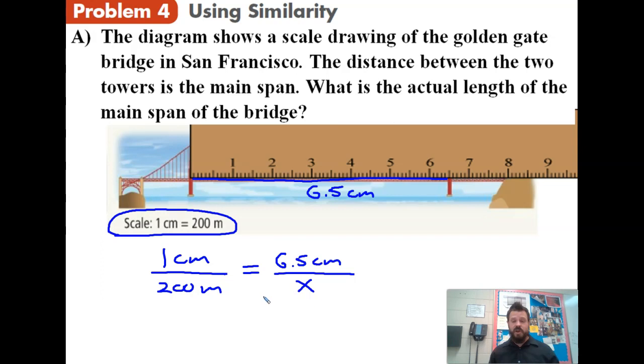And then once again, we can just cross multiply and divide. Now with a proportion, you don't need to worry about converting. That kind of happens automatically for you. So I'll go x times 1, which is just x, is equal to 200 times 6.5, which is 1,300. And we'll say that's 1,300 meters long.